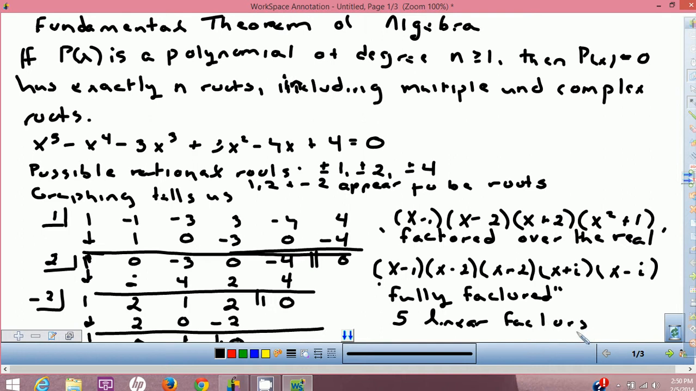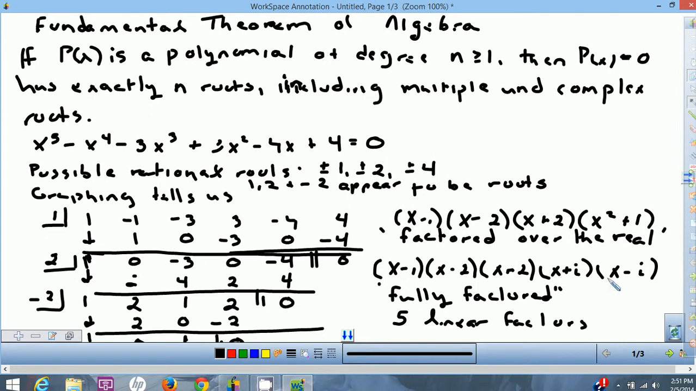By the fundamental theorem of algebra, I knew that there needed to be a total of 5 roots. 5 x-intercepts? No, not necessarily. In this case, I only had 3 x-intercepts because I had 2 imaginary factors in the bunch. They are zeros, they are solutions, they are roots. They are not x-intercepts because they're not real numbers.